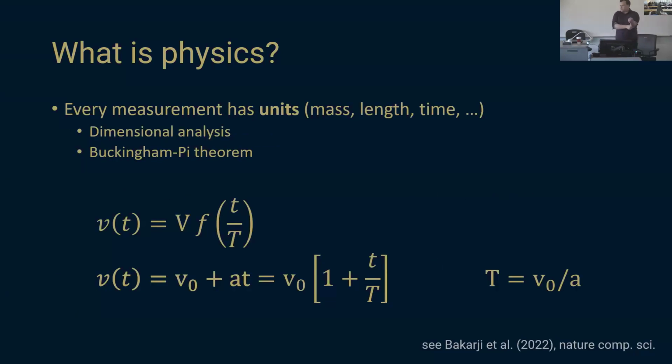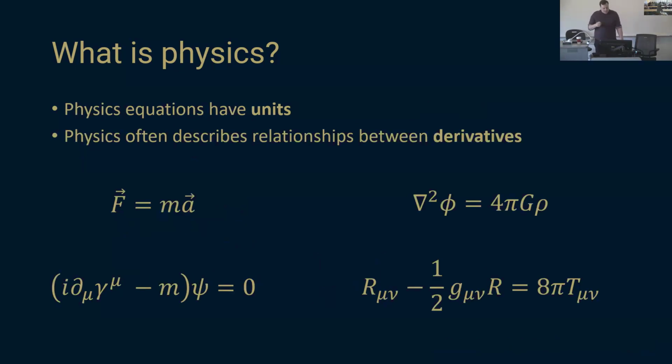And I want to say that if doing dimensional analysis is very difficult, there's this really cute paper that was published in Nature Comp, was it Comp Sci? Just a couple of years ago where they automated a small neural network layer to try to find the dimensional scaling of everything and do this for you in an automated fashion. The next thing I would say is that physics describes relationships between derivatives.